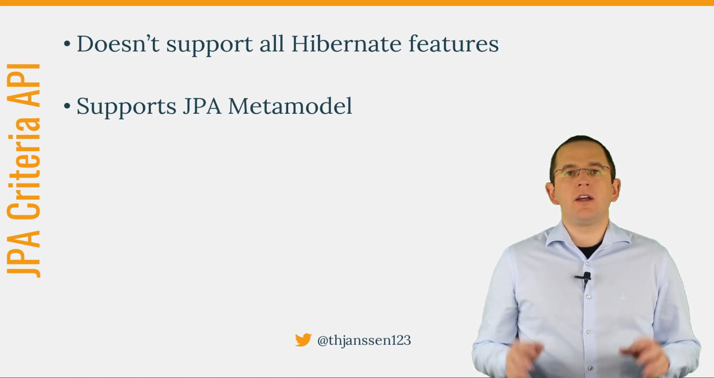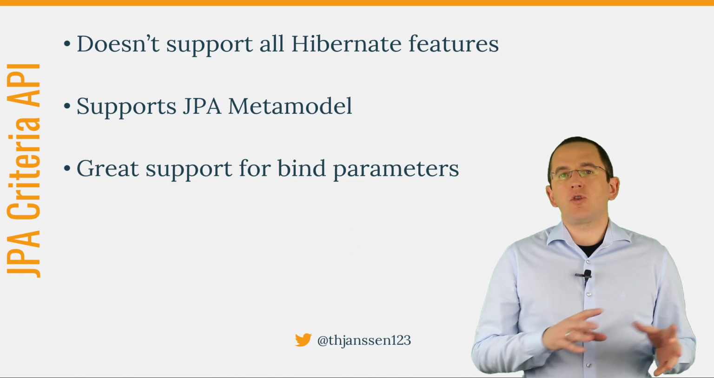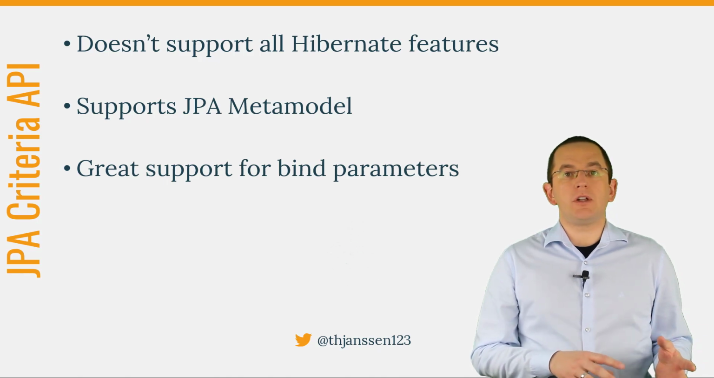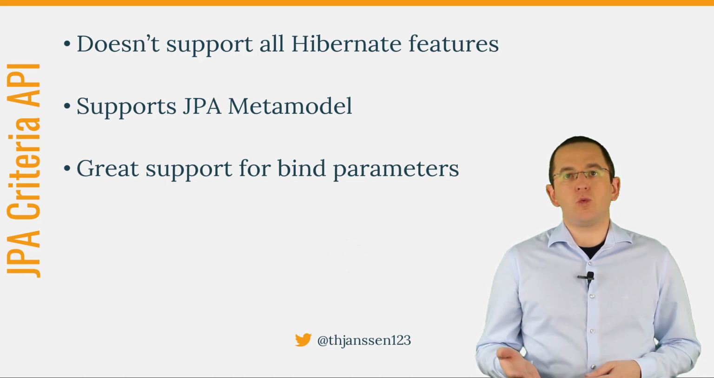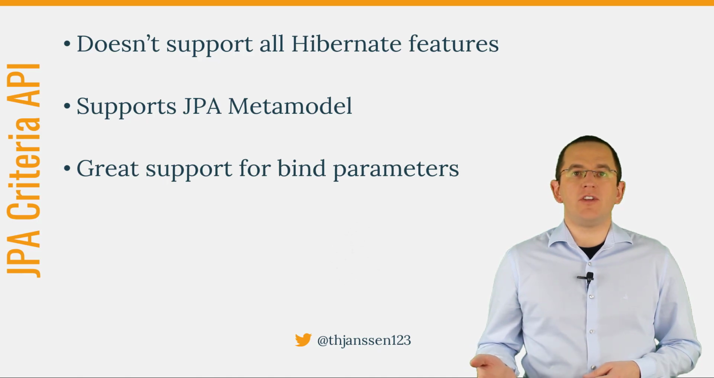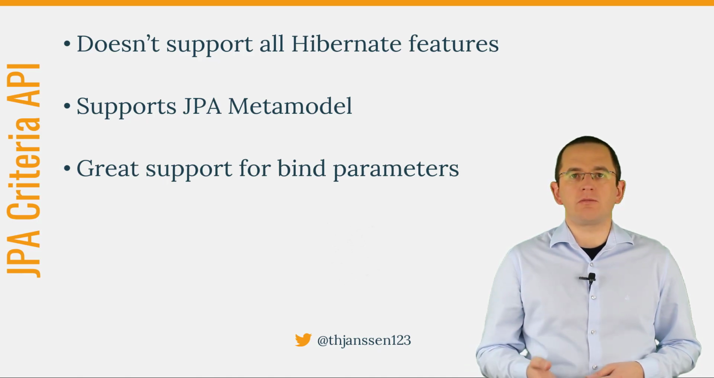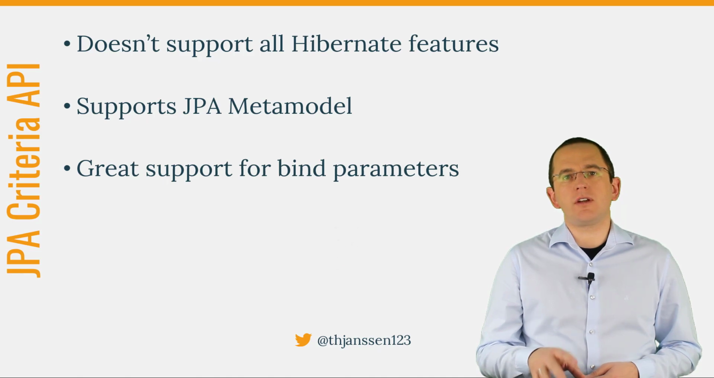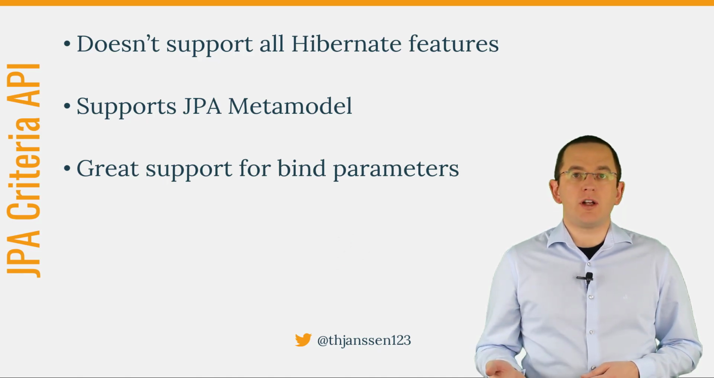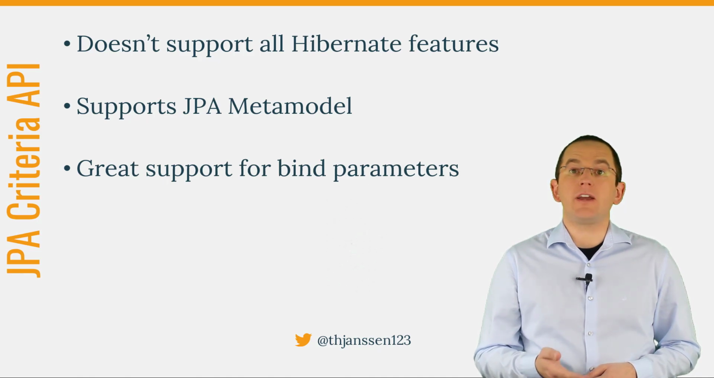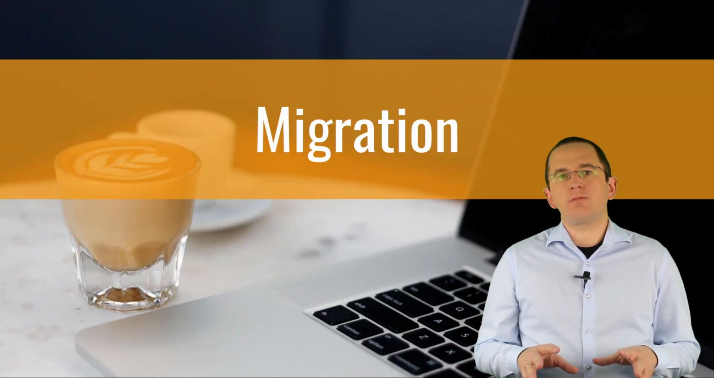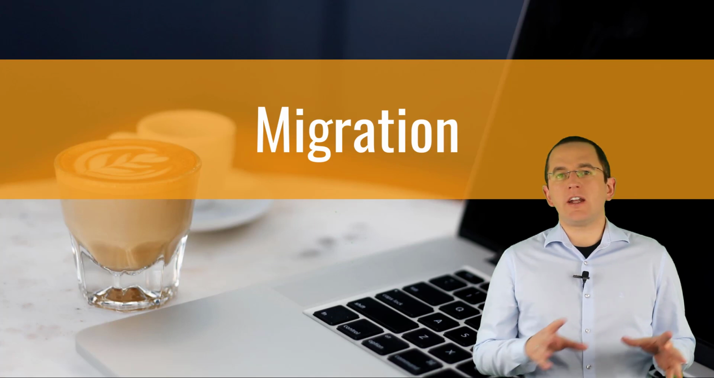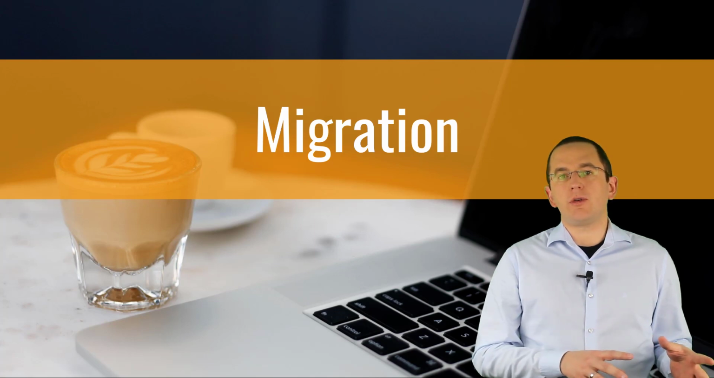JPA's Criteria Builder provides a method to define bind parameters, which you can use to create your where clause and to set the corresponding values before you execute the queries. In contrast to inline parameters, bind parameters avoid SQL injection vulnerabilities and enable your database to cache the execution plan of your query. Most migrations are relatively simple, and I will show you a few examples in the following sections.